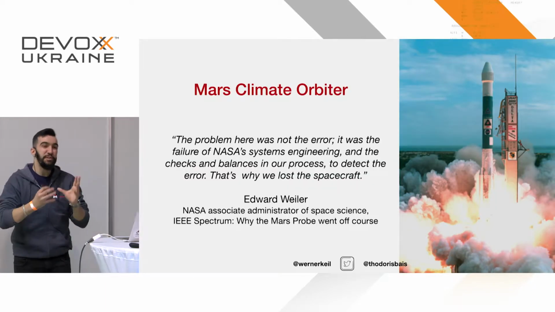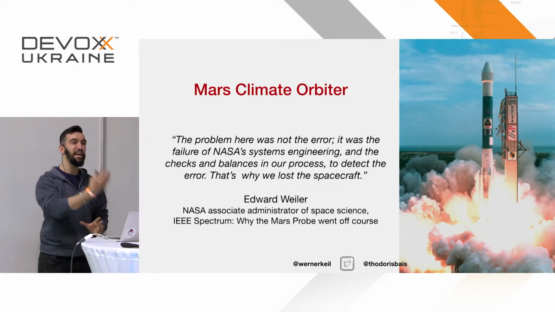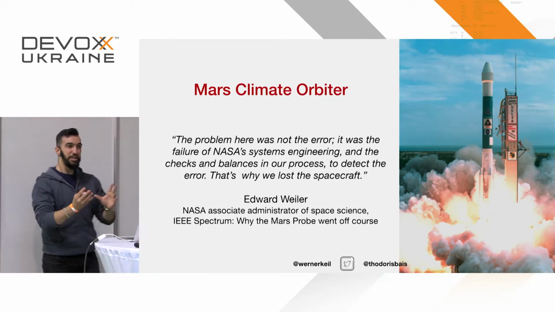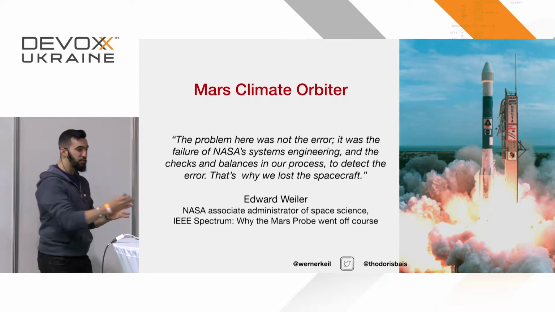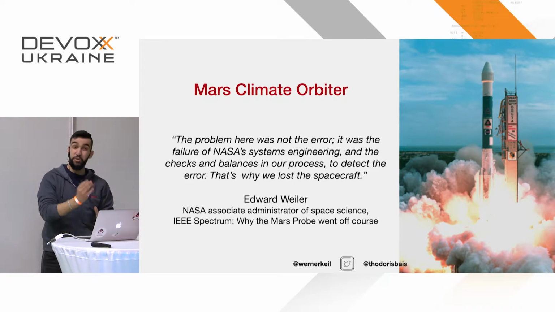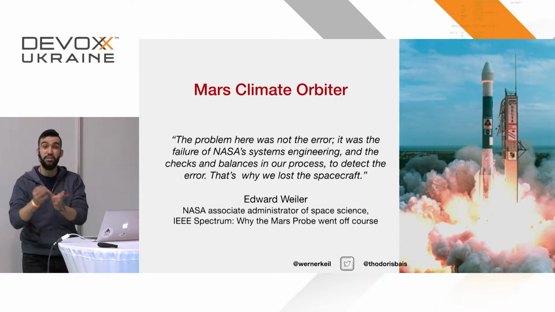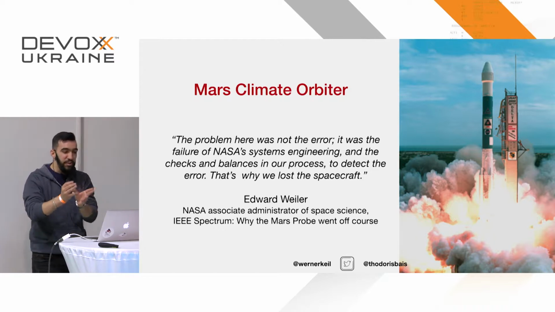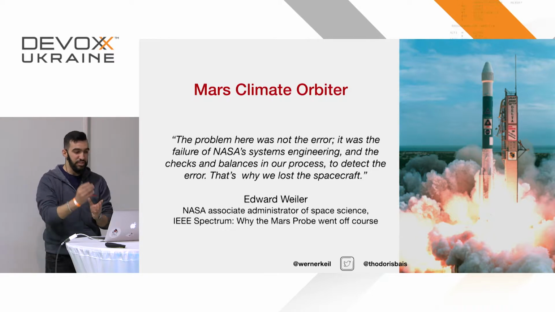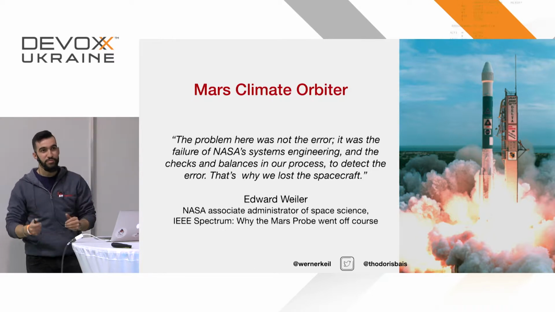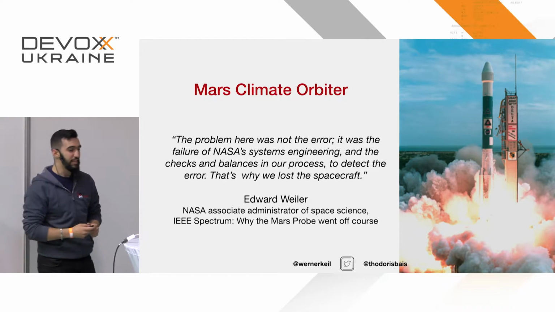Okay. However, NASA didn't really want to put the blame on Lockheed Martin. So at some point, they had to communicate something to the press, right? So that's why Edward Weiler had to actually communicate that the problem here was not the error. It was the failure of NASA's system engineering and the checks and balances in our process to detect the error. That's the reason we lost the spacecraft, right?